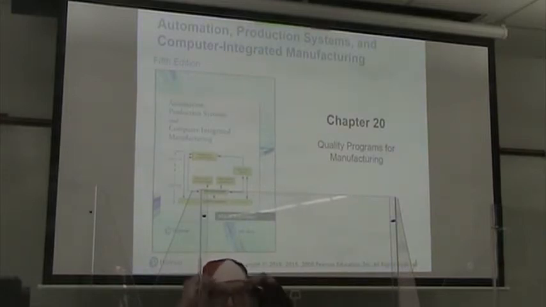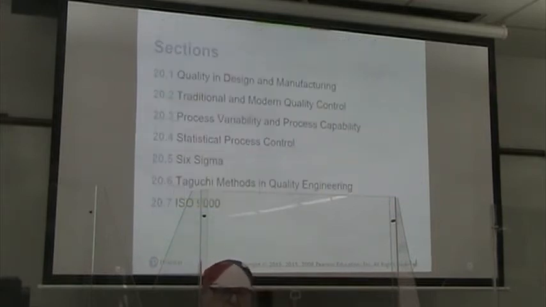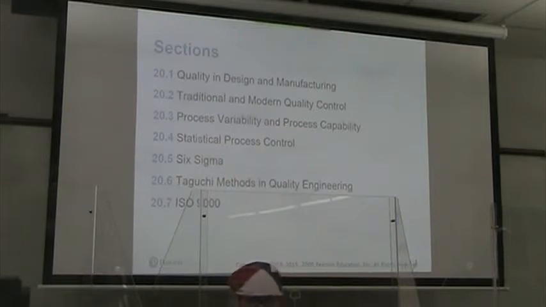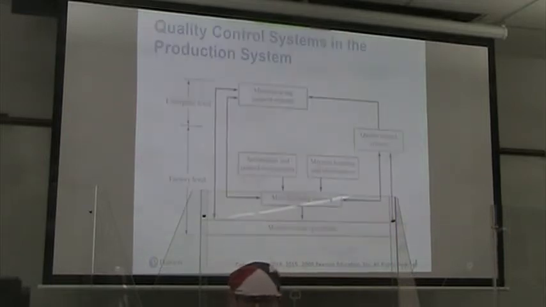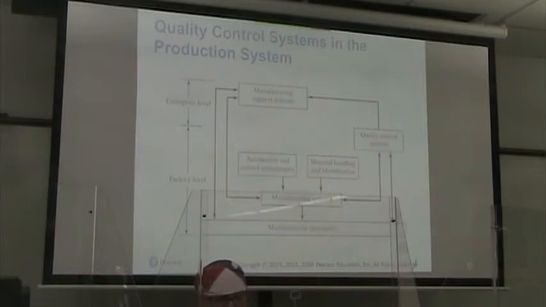And today we're going to start on chapter 20, Quality Programs for Manufacturing. Right, so we have these 7 sections in chapter 20. Our quality control systems. This shows how it fits in our overall manufacturing program.